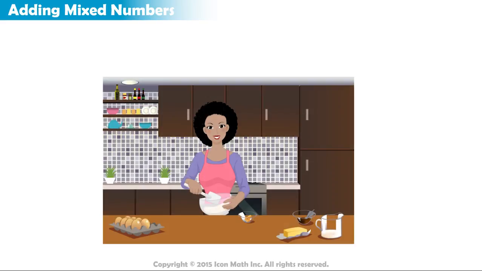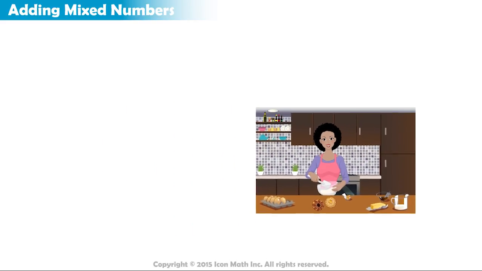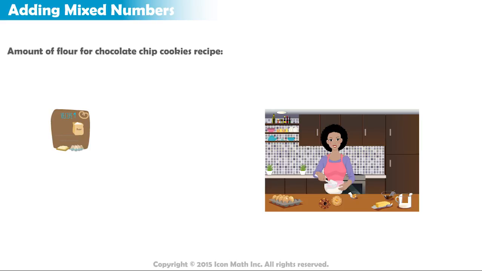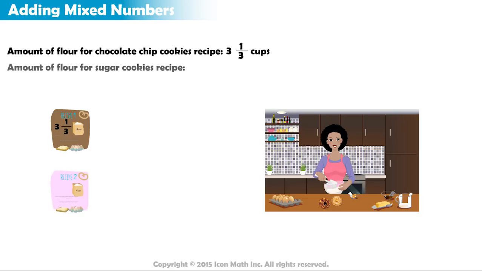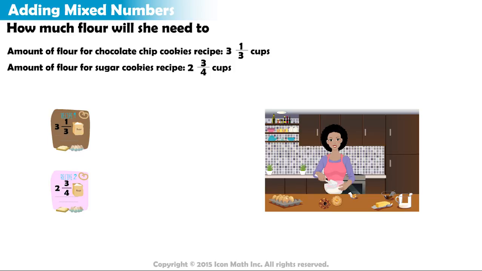This is Sasha. She is baking two different types of cookies. The recipe for chocolate chip cookies requires 3 1/3 cups of flour, while the recipe for the sugar cookies requires 2 3/4 cups of flour. How much flour will she need to bake both recipes?